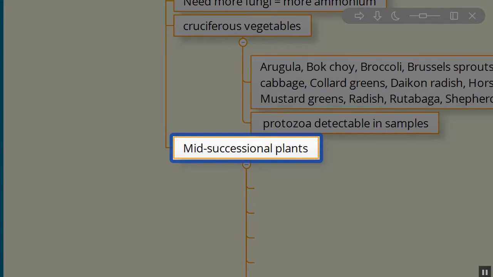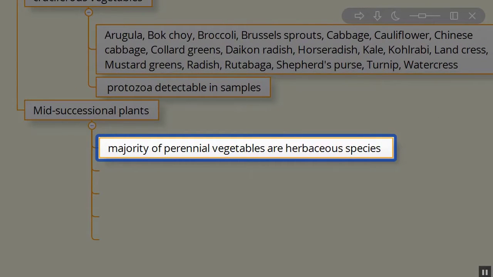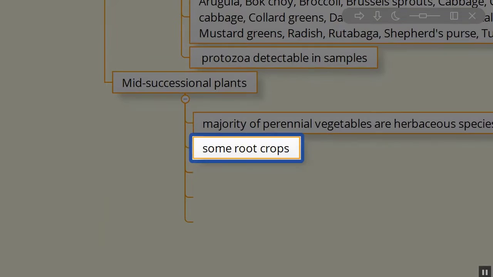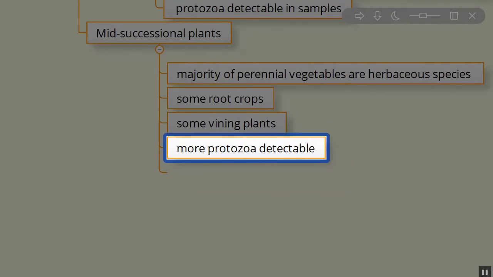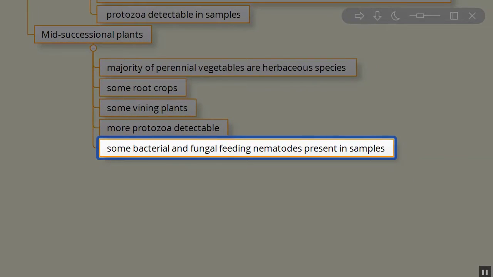So what about the mid-successional plants? Well, we're talking about the majority of our perennial vegetables, our herbaceous species, some of our root crops, some of our vining species. We're seeing an increased level of fungi present. We're seeing more protozoa detected, and we're starting to see bacterial and fungal feeding nematodes present in the soil. So now we've created an environment where there's consumers of the bacteria and the fungi that are present in our previous samples, and consumers of the protozoa as well.